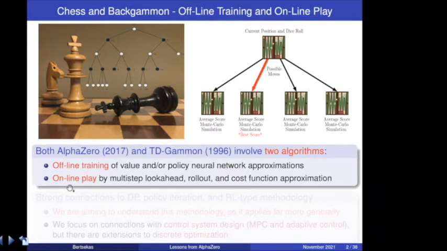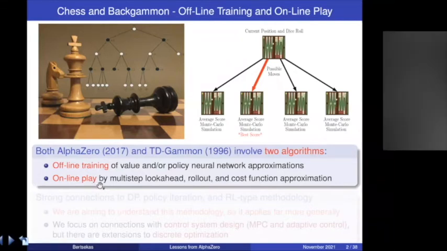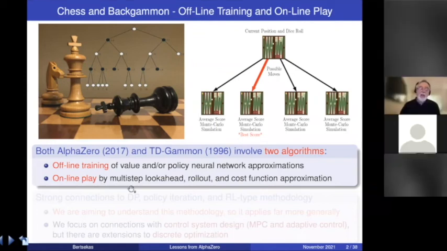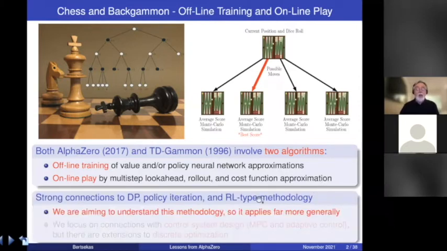The second algorithm is the online play algorithm, which is what the program uses to play against other computer programs or human opponents. And it is based on multistep lookahead, rollout, and cost function approximations. And all of this has strong connections with dynamic programming, the classical method of policy iteration, and reinforcement learning type of approximations.